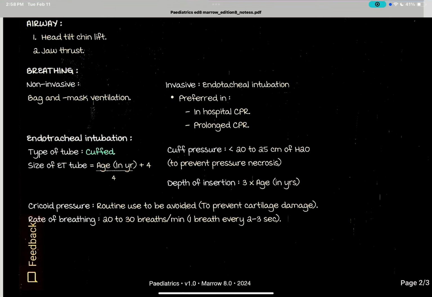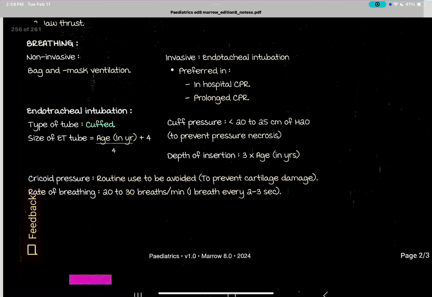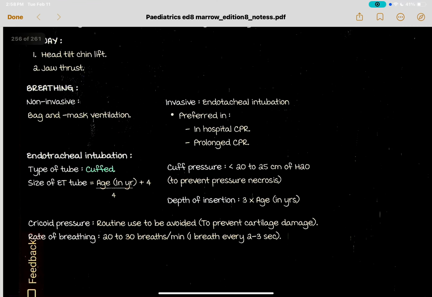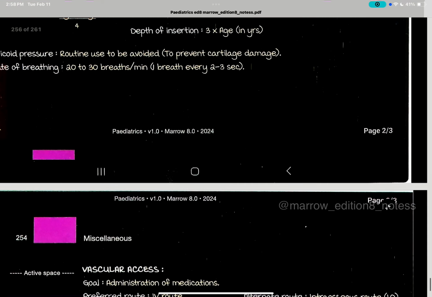Cricoid pressure is not used routinely, to prevent cartilage damage. Rate of breathing is 20-30 breaths per minute, 1 breath every 2 to 3 seconds.